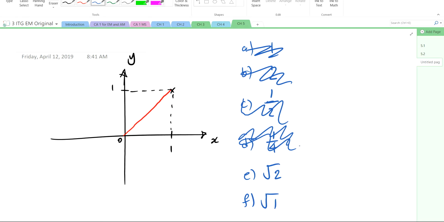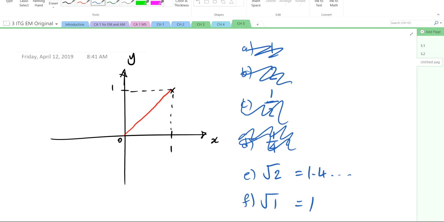Must be a bit more than 1. Okay, this one is actually 1.4 something, right? This is actually 1, right? Is it Pythagoras theorem? Do I have a right angle triangle?